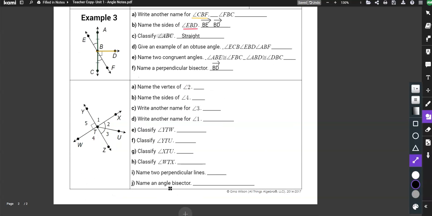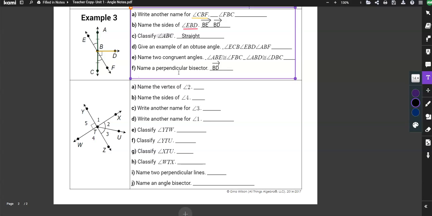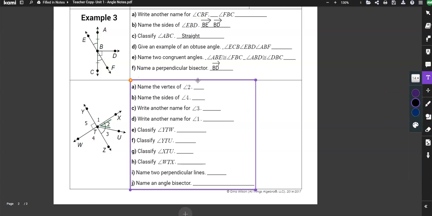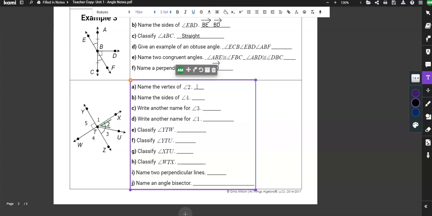All right, last problem here. Again, we don't want to say T is angle T for any of these. It is the vertex here for angle 2. Okay. So we have angle 2 right here. All right, so angle T. Again, remember capital letters. Name the sides of angle 4.